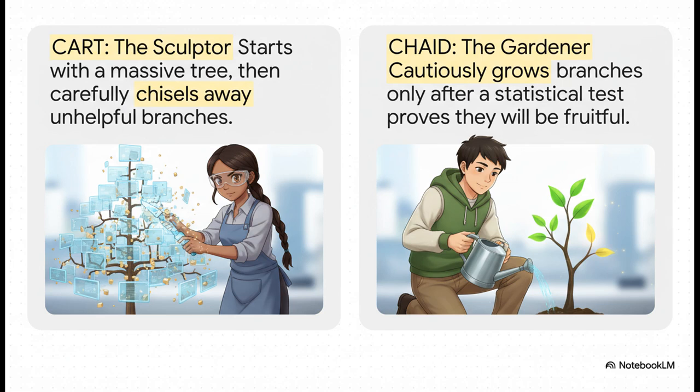On one hand, you have CART, which is like a sculptor. It starts with this huge, complex tree, a giant block of marble, if you will, and then it just carefully chisels away all the unnecessary branches. But on the other hand, you've got SHADE, the cautious gardener. It only grows a new branch if it's absolutely sure that branch is going to be fruitful.